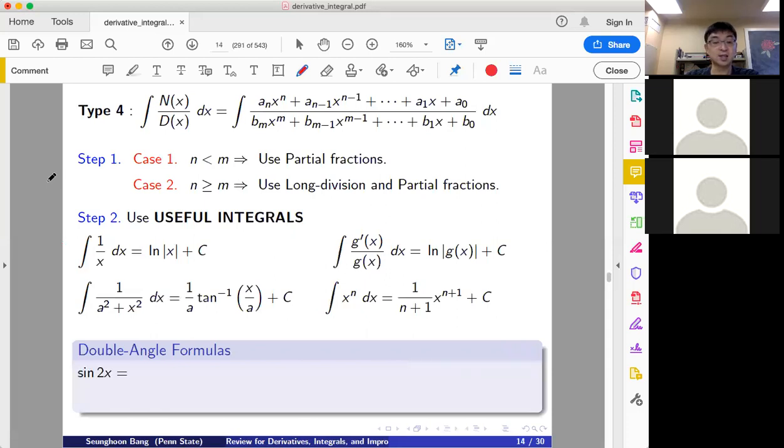Sine 2x is 2 times sine x cosine x. Cosine 2x is cosine squared of x minus sine squared of x, or two more forms: 2 cosine squared of x minus 1, or 1 minus 2 sine squared of x. We have these identities.